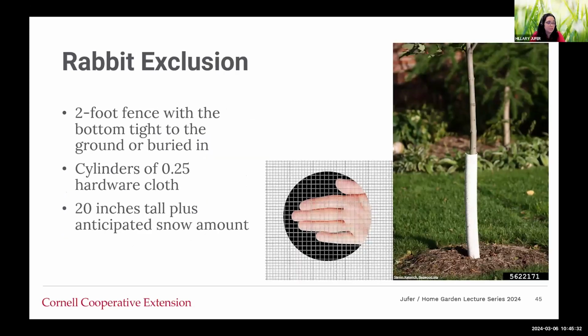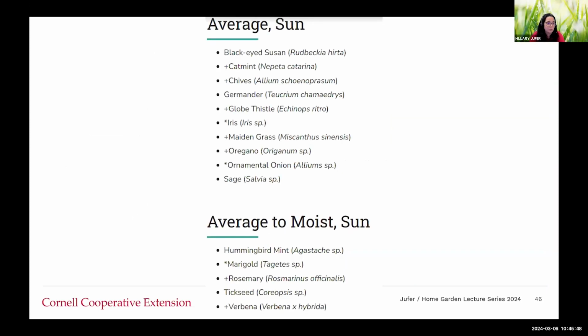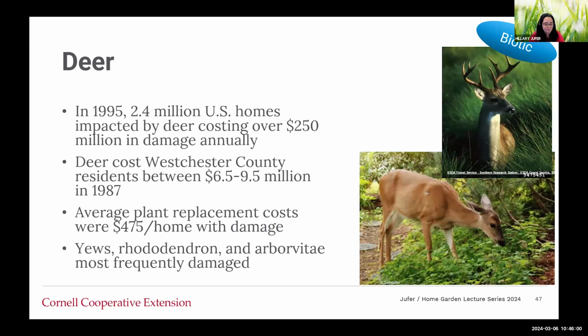Again, rabbit exclusion. You can do a 2-foot fence with the bottom tight against the ground or buried in. If you have a garden, then use hardware cloth 20 inches tall plus the anticipated snow amount, same as for the voles, really. Again, this is another what-you-should-plant situation. So there's lists for everything that you can look at to see what is a better option for you. And then we're going to start talking about deer, which everyone I know knows about.